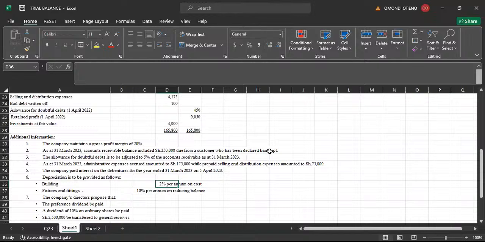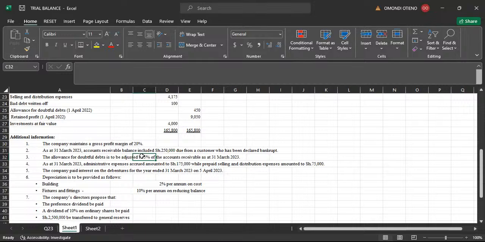The allowance for doubtful debts is to be adjusted to 5% of the accounts receivable as at 31st of March 2023. The accounts receivable value that we are going to subject to this 5% should be the net amount. So we first of all get our accounts receivable, we subtract the bad debts written off, this 250. The amount that is remaining is what we subject to 5%.